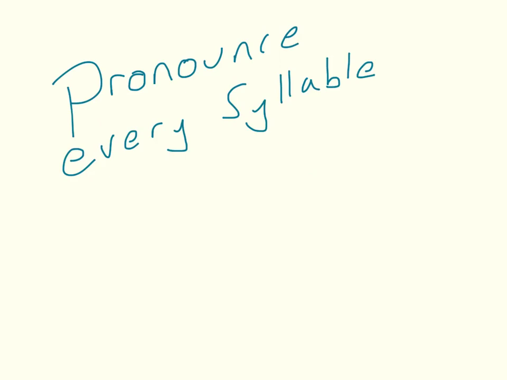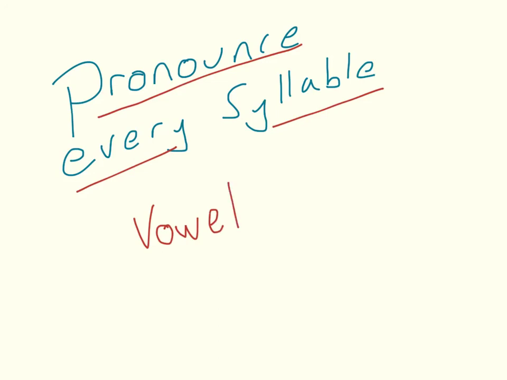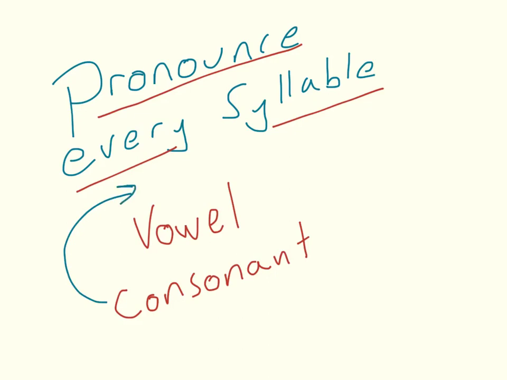And now finally we're going to talk about pronunciation. The golden rule of pronouncing words in Latin is that you pronounce every syllable. Most of the time a syllable is going to consist of a vowel, sometimes just a vowel alone, if it's at the beginning of a word, but normally it consists of a consonant and a vowel, with the consonant before the vowel.